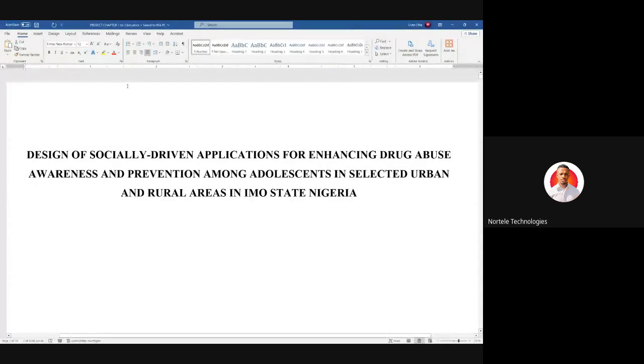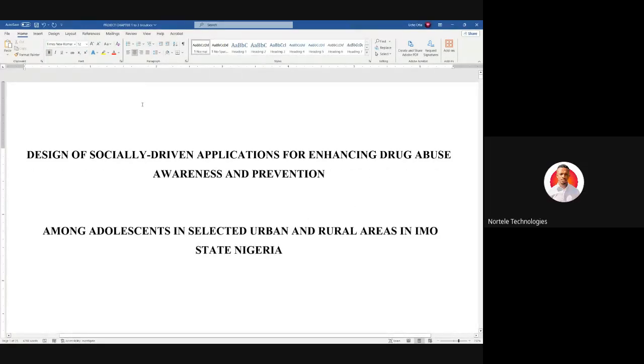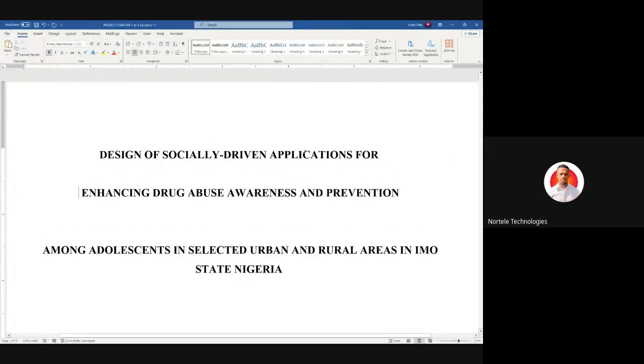Let me give an instance now. This is: design of socially driven applications for enhancing drug abuse awareness and prevention among adolescents in selected urban and rural areas in Imo State. So first of all, without even asking myself any question, if I look at this topic, I'll divide it. This is how I usually do it. I'll divide the topic into three. These are the three parts of this topic.